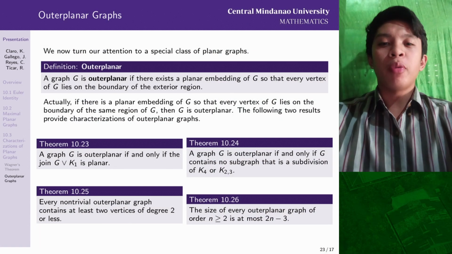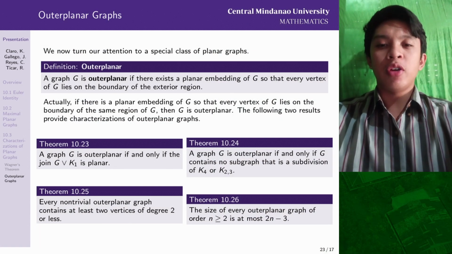Theorem 10.25 states that every non-trivial outerplanar graph contains at least two vertices of degree 2 or less. And Theorem 10.26 states that the size of every outerplanar graph of order n greater than or equal to 2 is at most 2n minus 3. I'm going to show you an example to illustrate these two theorems.